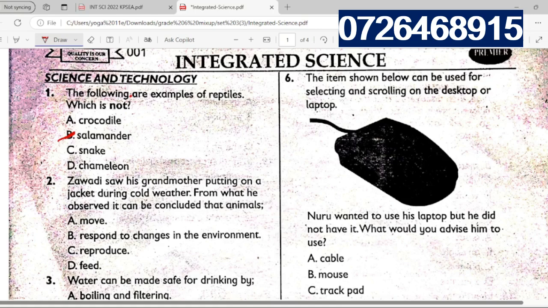Zawadi puts on a jacket during the cold. It can be concluded that animals move, respond to changes in the environment, reproduce, and feed. Respond to the changes in the environment.